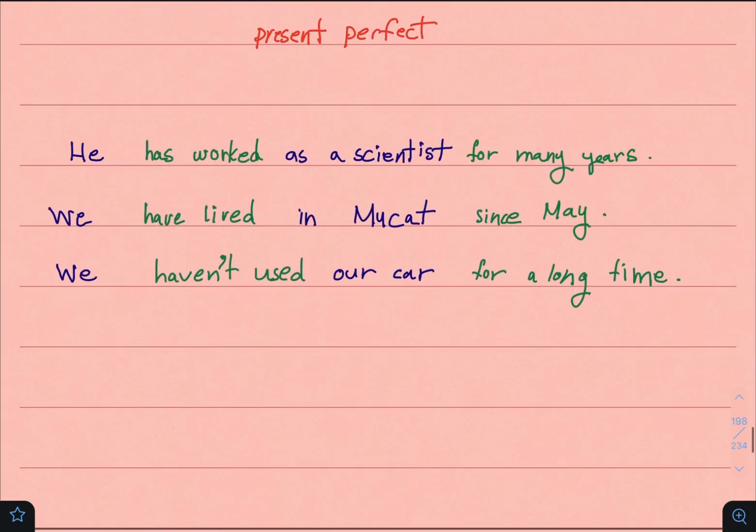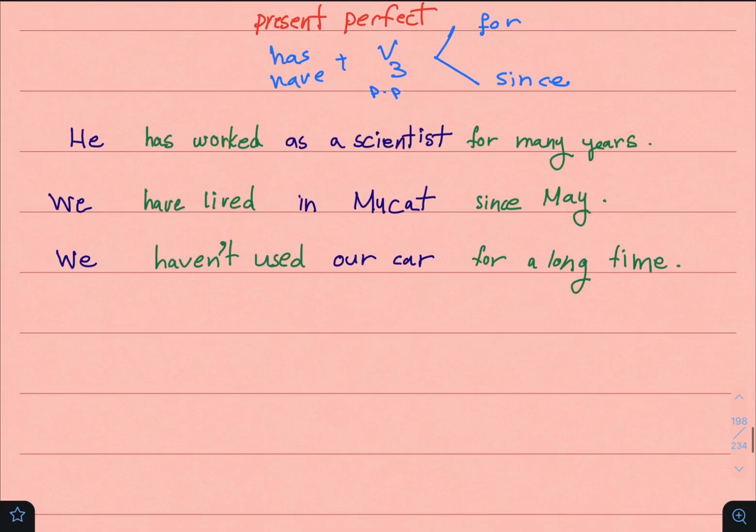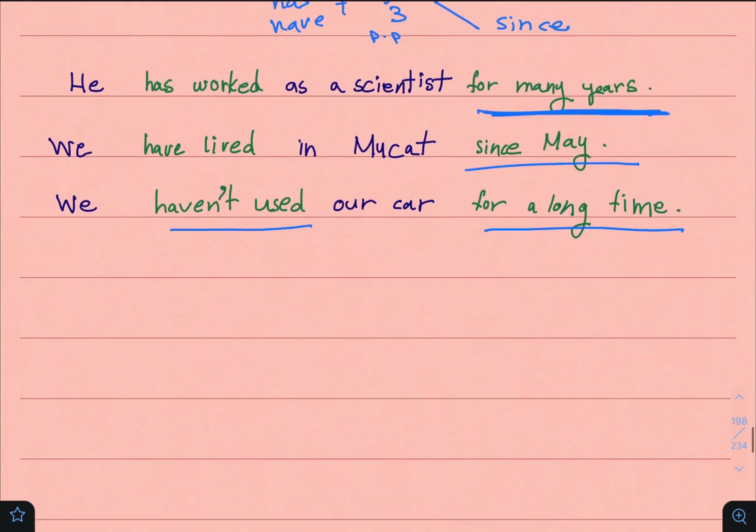Alright, now let's take a look at the present perfect. مثل ما وضحت لكم, the present perfect has or have والتصريف الثالث للفعل, past participle. Okay, طبعا we use with the present perfect either for duration المدة, also I can use as well since, لما أبغى أتكلم عن متى بدأ الشيء, منذ بداية الشيء. Now he has worked as a scientist for many years. Okay, طبعا we have lived in Muscat since May, منذ بداية الشيء. We haven't used our car for a long time.